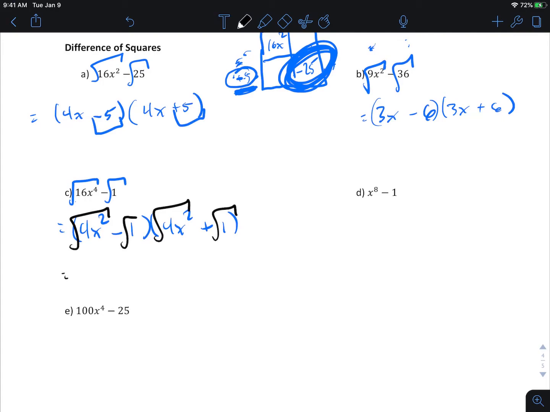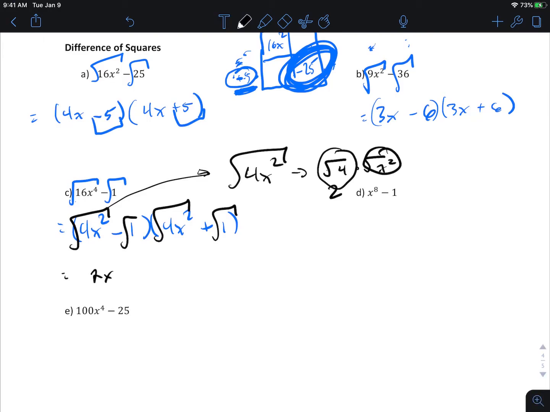So what's the square root of 4x squared? 2x. Square root of 1. Here, you want to see? The way this works is, if I square root this, I'm basically taking the square root of 4 multiplied by the square root of x squared. What's the square root of 4? 2. What's the square root of x squared? x. You just combine the two in one step. What's the square root of 1?